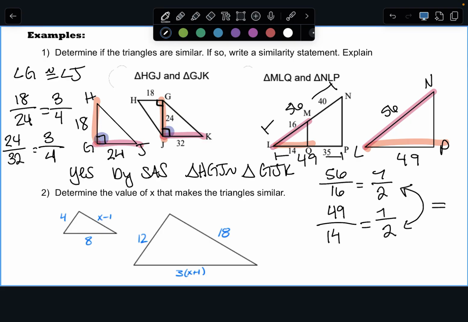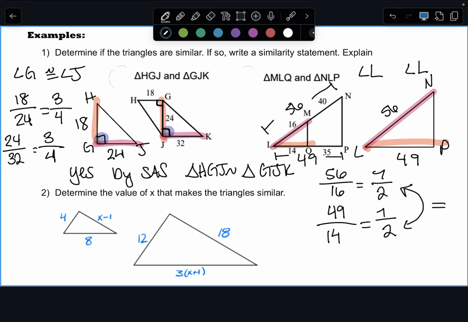What's the angle in between on my big triangle? What's the name of it? What's the angle for my big triangle in between my two highlighted sides? I just need one letter. Angle L. What's the included angle on my small triangle? One letter. L. So I have angle L from my small triangle and angle L from my big triangle. Are those the same? Yes.